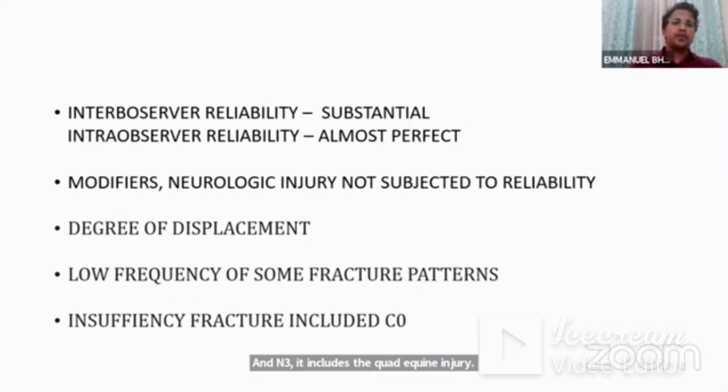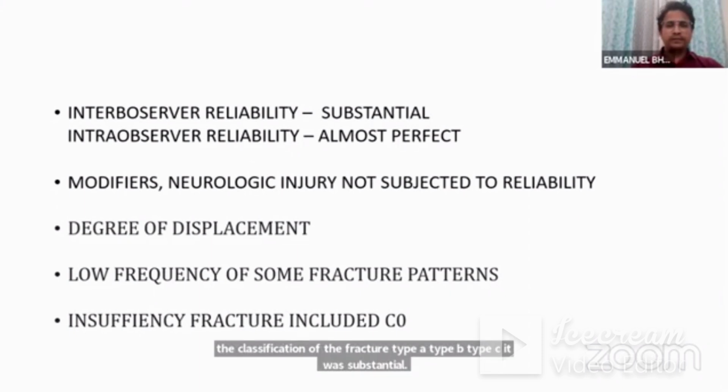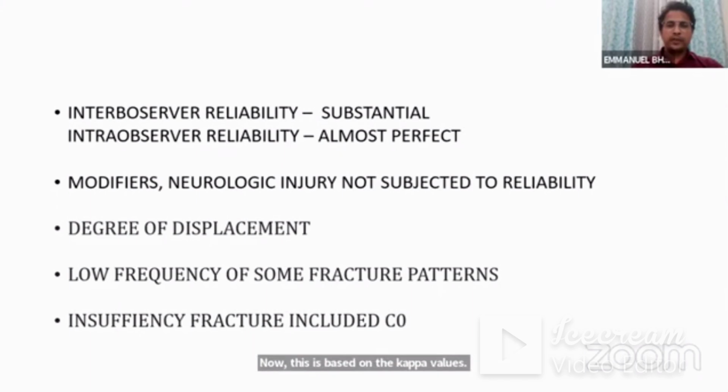Now, what are the drawbacks or the limitations of this classification? The inter-observer reliability for the classification of the fracture type A, type B, type C was substantial. This is based on the kappa values, where if the kappa value is around 0.6 to 0.8, it's substantial. More than 0.8 is almost perfect. So the inter-observer reliability was almost perfect. But when it came to the subtypes of the fractures, A1, A2, A3, or B1, B2, B3, C1, C2, C3, the inter-observer reliability was moderate, that is, less than 0.6. And the intra-observer reliability was almost substantial, that is 0.8. So since the inter- and the intra-observer reliability is not very high, it's not very reliable.